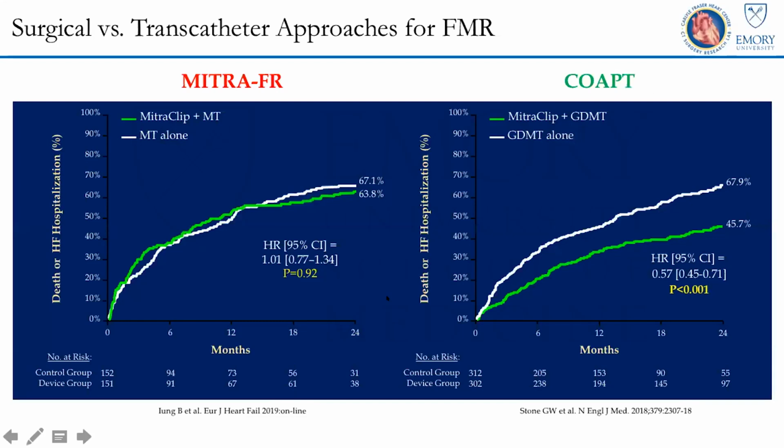So how do the outcomes look? Well, the outcomes actually look quite different between the two trials. In the MITRA-FR trial, which is the European trial, there were no differences in the death or heart failure hospitalizations at 2 years. Whereas in the COAPT trial, which is the American trial, there is a very stark, distinct contrast in favor of MitraClip compared to use of guideline-directed medical therapy, as you can see on the right side.